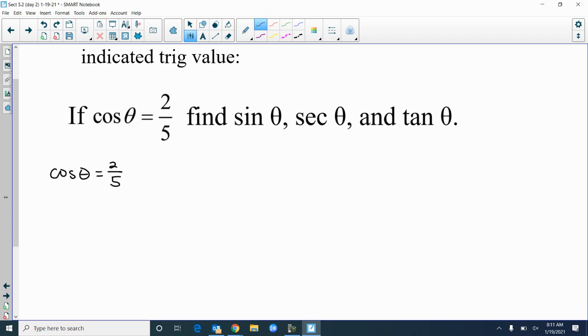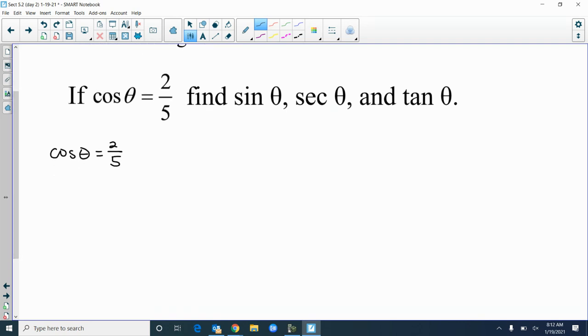Cosine of theta equals 2/5. We want to find sine of theta. Think of an identity that contains both sine and cosine.